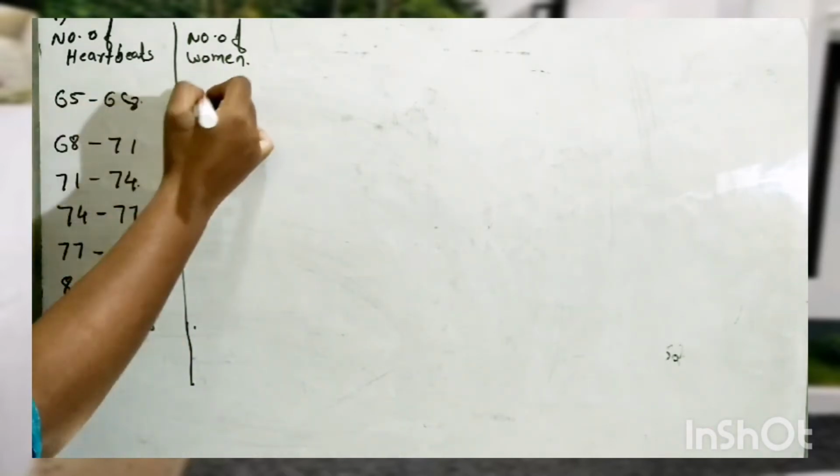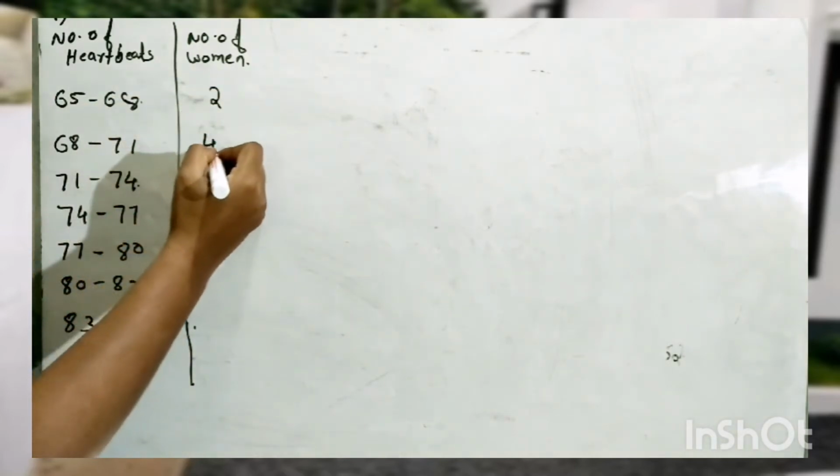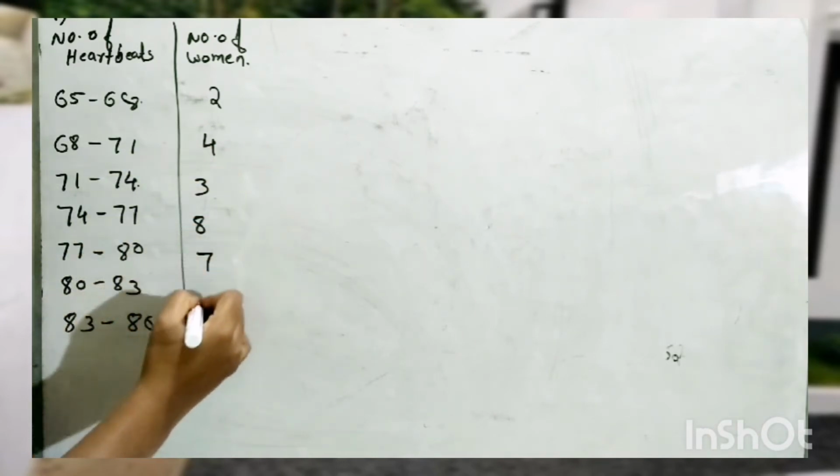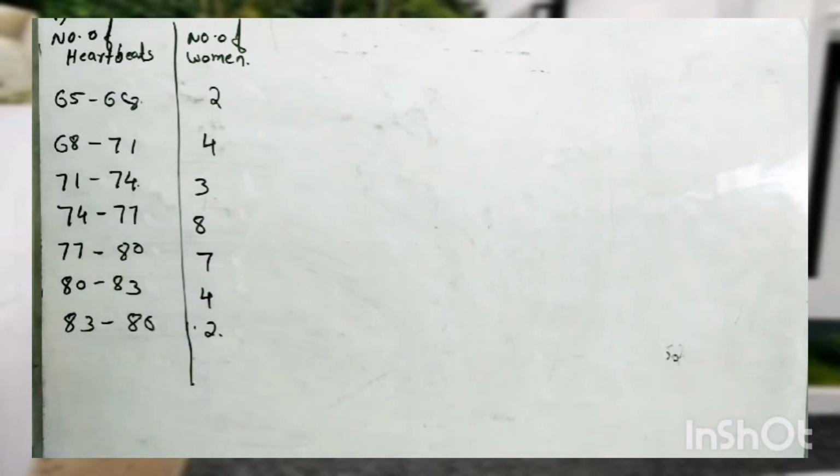65 to 68, 68 to 71, 71 to 74, 74 to 77, 77 to 80, 80 to 83, 83 to 86. Okay, number of women: 2, 4, 3, 8, 7, 4, 2.